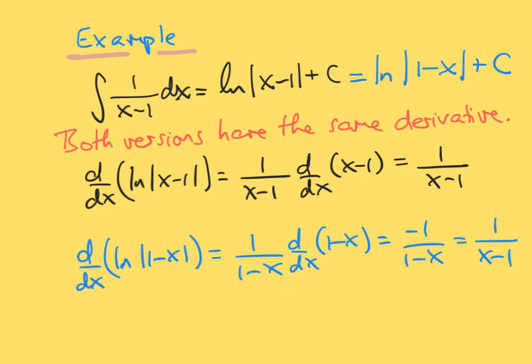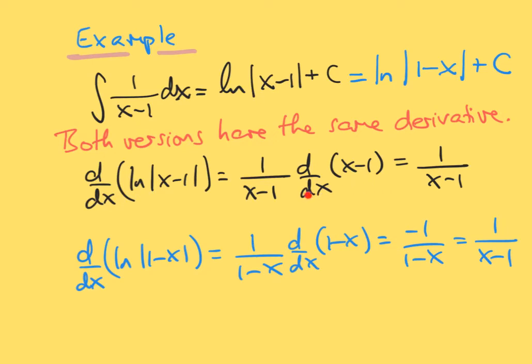So if I take this and I differentiate it, the derivative of the logarithm of the modulus of a function is 1 over the function multiplied by the derivative of that function. So this function and this function have to be exactly the same.